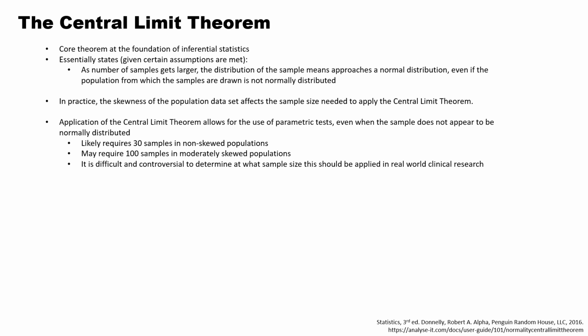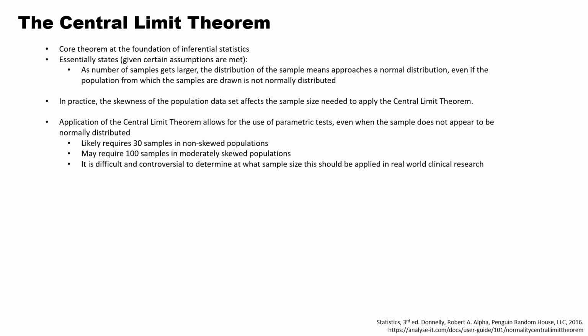And so essentially, to restate that, the central limit theorem is going to give us permission to override assumptions of normality as our sample size gets larger, because statistically, when you're pulling sample means, the assumptions are going to be met anyway with a large enough sample. In practice, the skewness of the population data set is going to affect the sample size that we need to apply the central limit theorem and override the need for normally distributed data. Application of the central limit theorem allows us to use parametric tests even when the sample does not appear to be normally distributed. We'll talk about why that's important on the next slide.